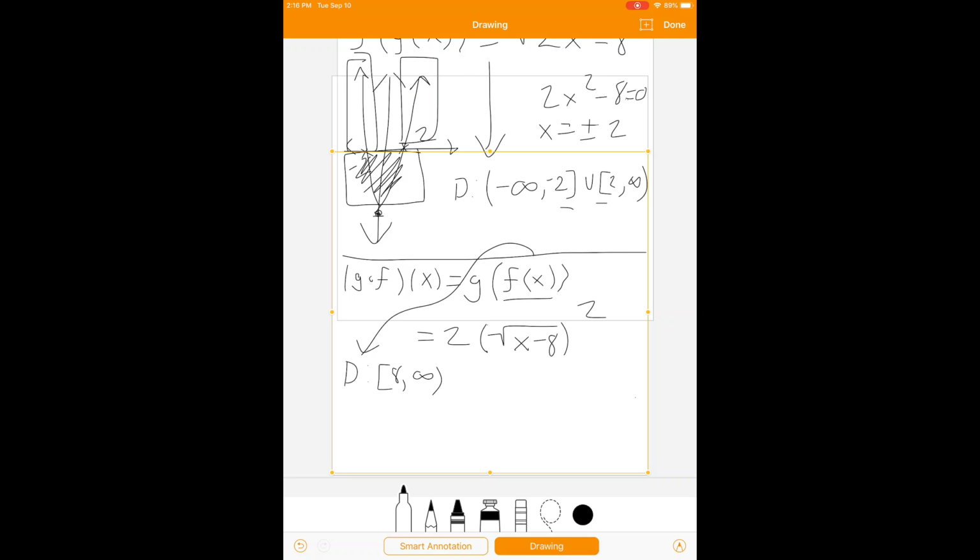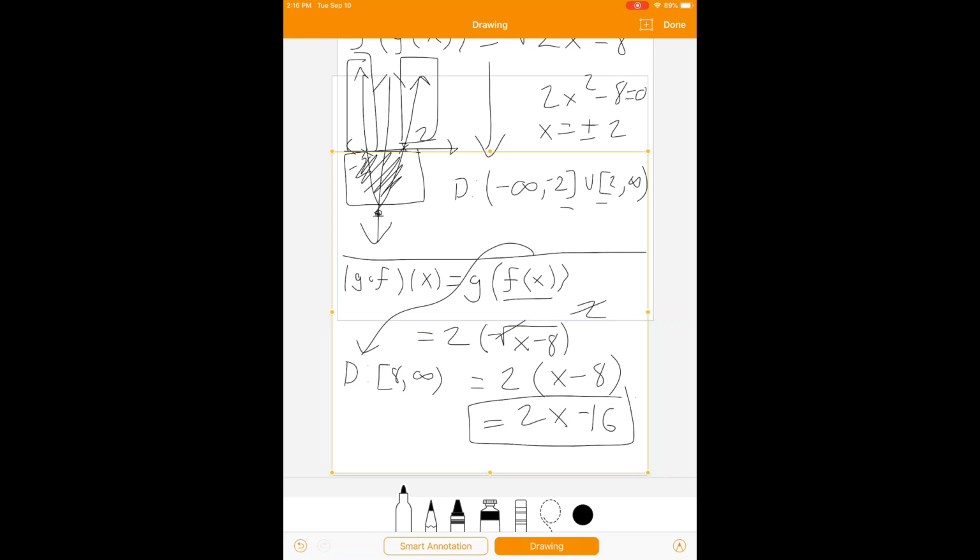Now we can simplify this a little bit farther. If we are squaring the square root of x minus 8, those are going to cancel, and we're going to be left with 2 times x minus 8, which we can rewrite as 2x minus 16. So there is our new function, g of f of x.